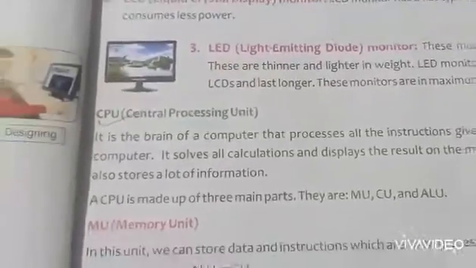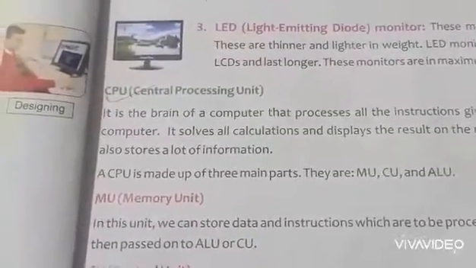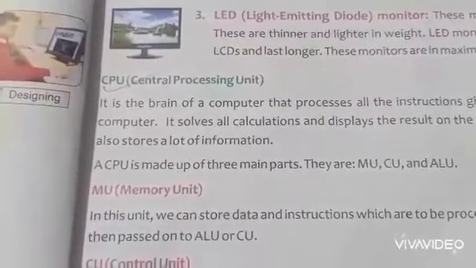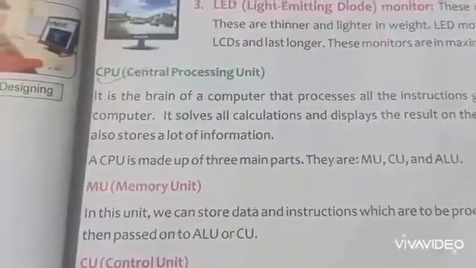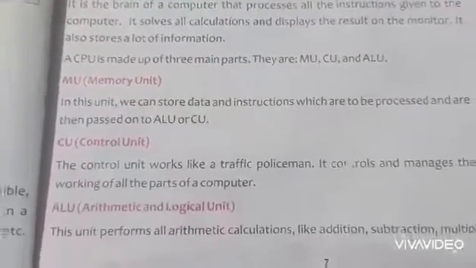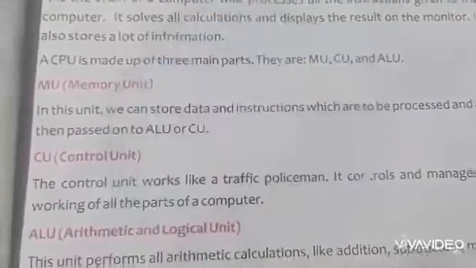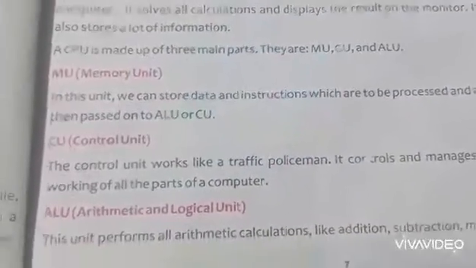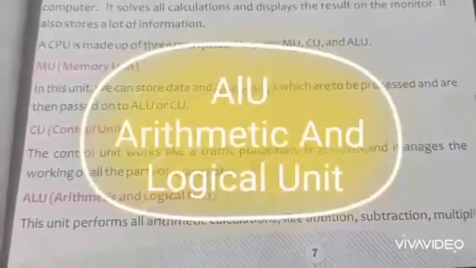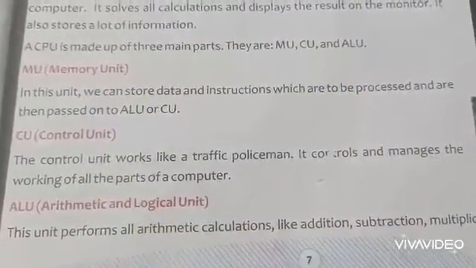And now the CPU is made up of three main parts: MU, CU and ALU. MU stands for memory unit, CU stands for control unit, and ALU stands for arithmetic and logical unit.